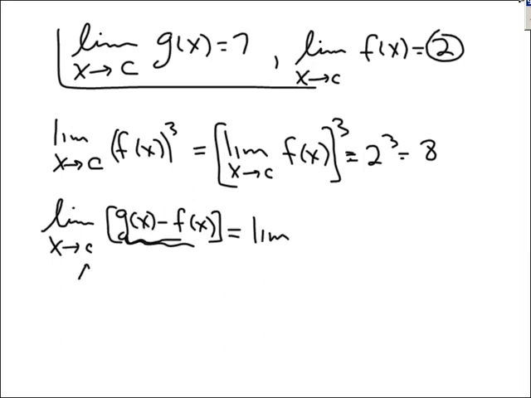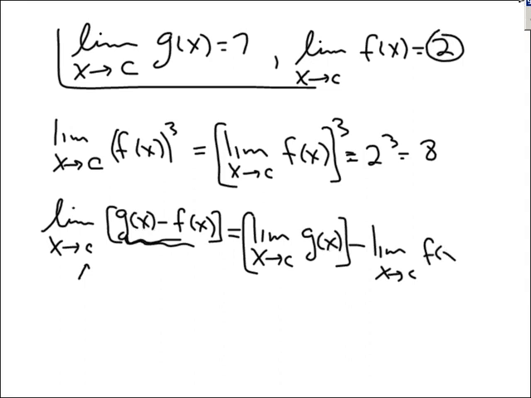We have to use this rule. So limit as x goes to c of g of x, whatever that is, minus the limit as x goes to c of f of x. But we know both of these limits. The first limit is 7 minus, the second limit is 2, and of course 7 minus 2 is 5.